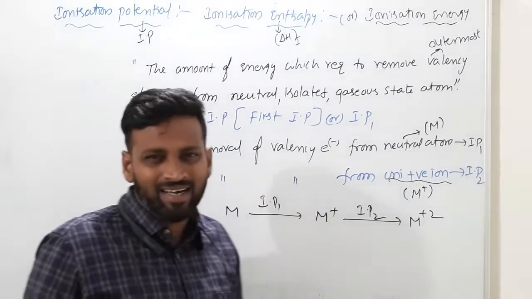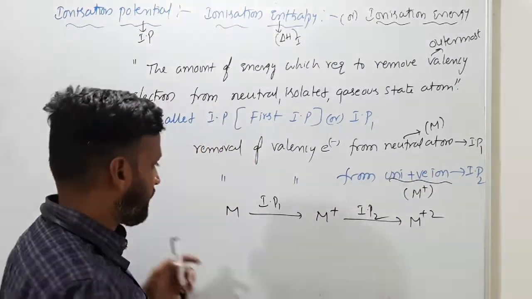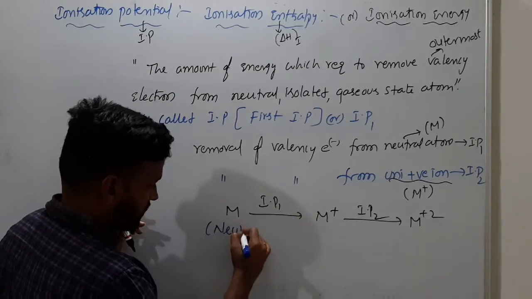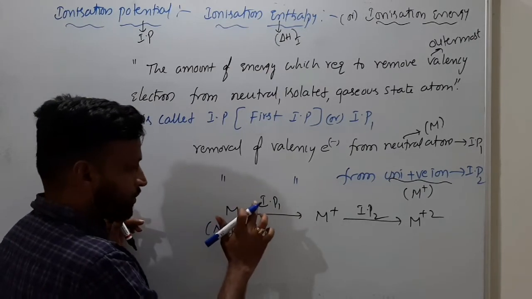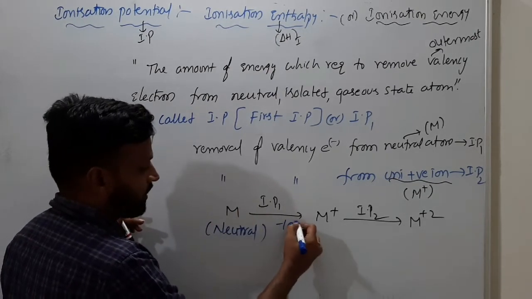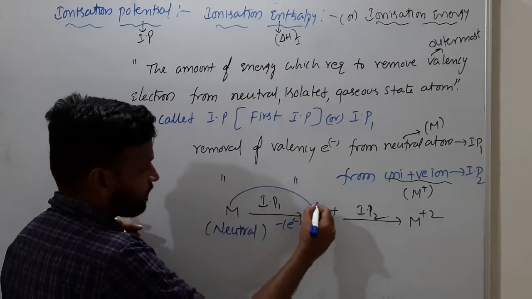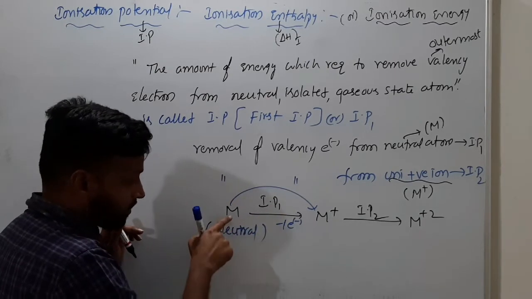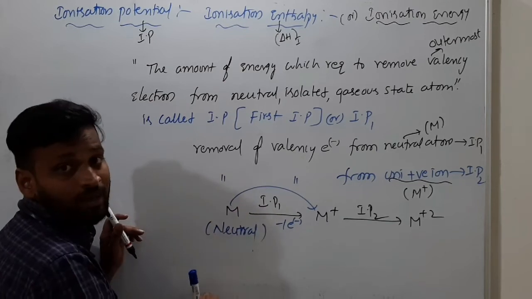Understand the difference clearly. Time is not the matter, understanding is the matter for us. So from a neutral atom, you are removing one electron, a valence electron, then M converts to M plus. Removal of a valence electron from a neutral atom, and the energy required, is called IP1.